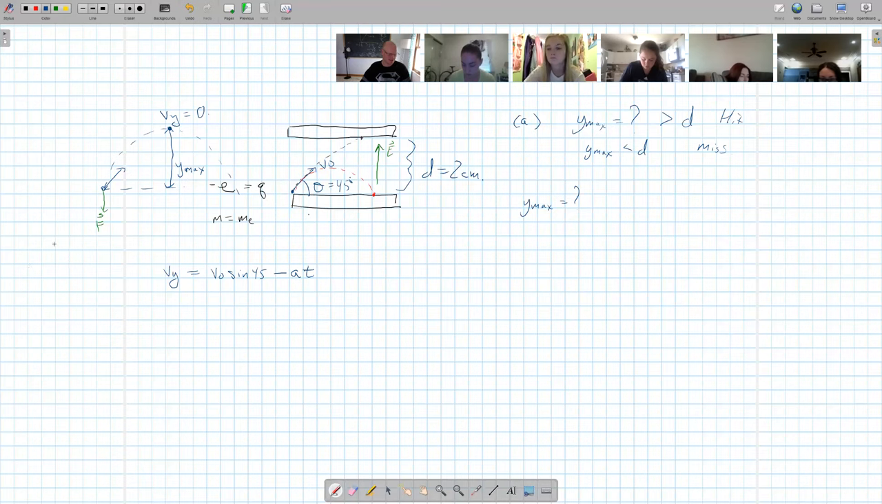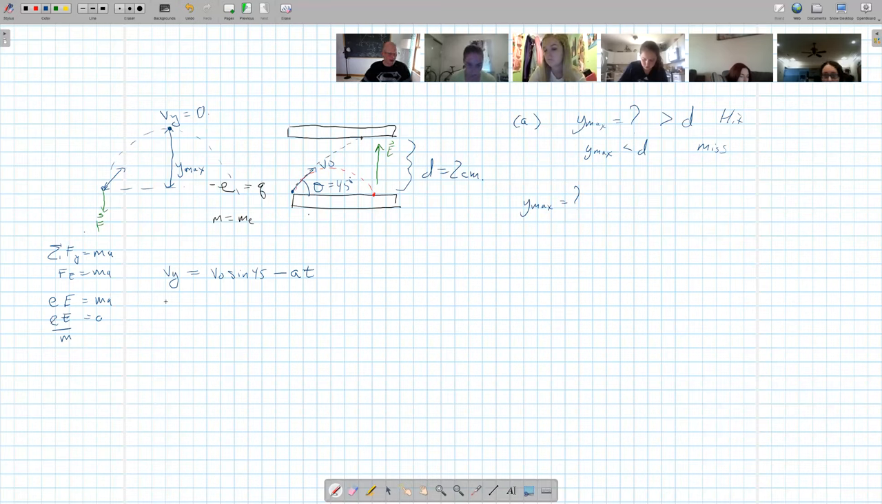Now here the acceleration is going to be, well, according to our free body diagram, the sum of the forces in the y direction are again equal to ma. The only force acting on it again is the electric force. So we have the electric force is equal to ma. The electric force in this case is going to be what? The fundamental charge times the electric field is equal to ma, which means A is going to be equal to the fundamental charge times the electric field divided by the mass. Right? So we know A.